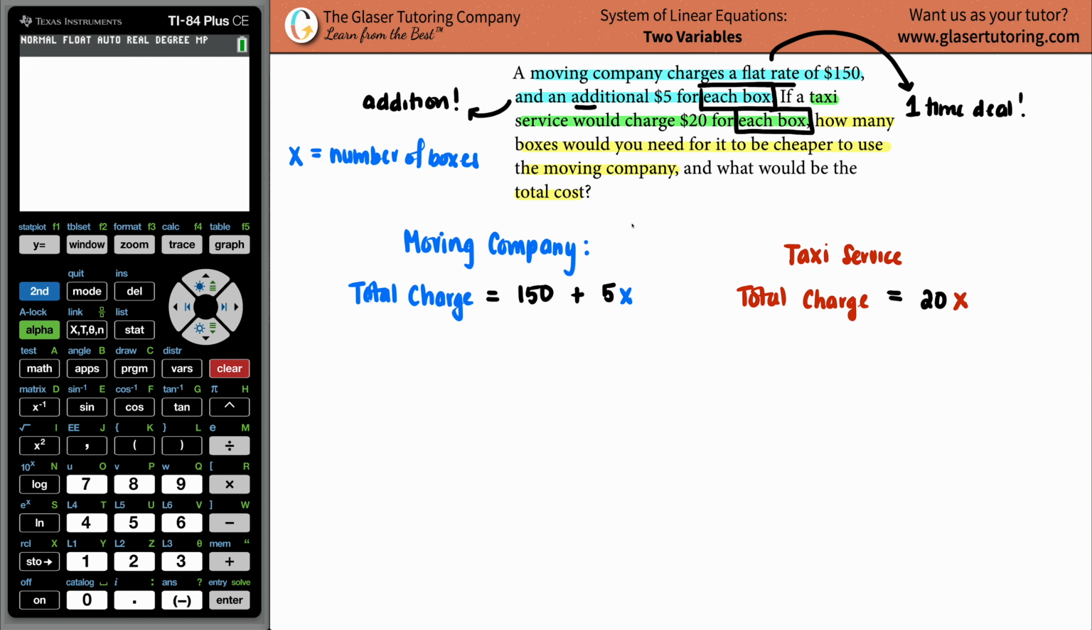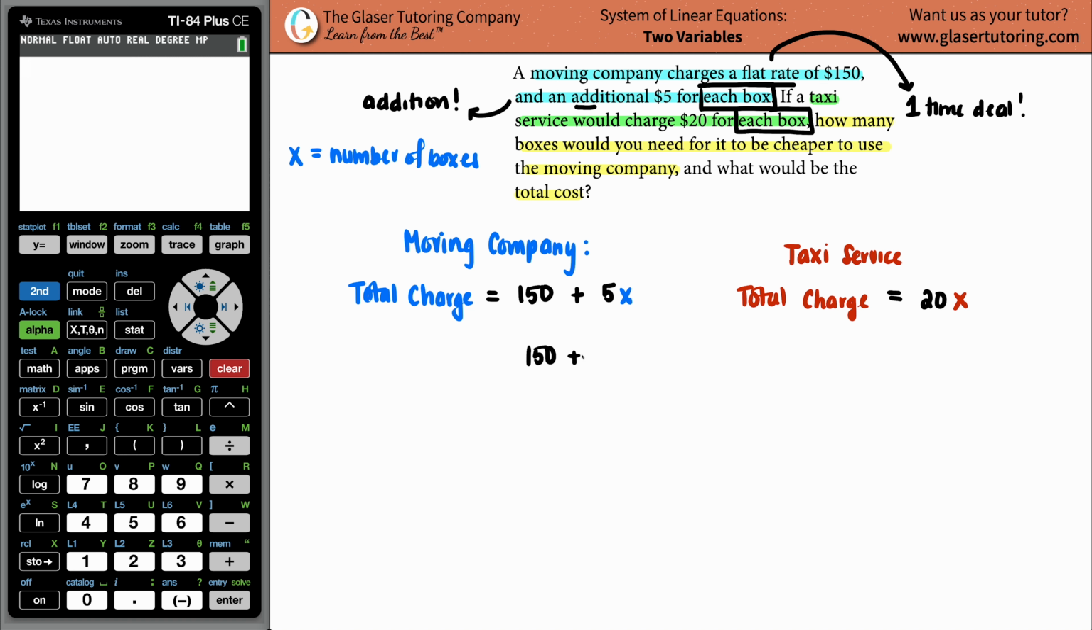Okay, so the first thing is maybe let's see when these two are equal to each other. Because then one box over is going to favor one company over the other, whether you're favoring the moving company or the taxi service. So what we're going to do is find out how many boxes it takes to be equal in charge, because the total charge is going to be the same. So let's put these two equations together.